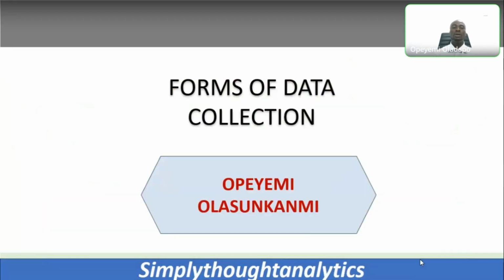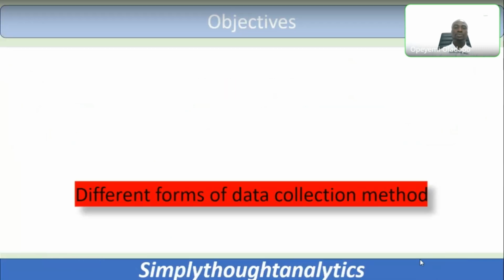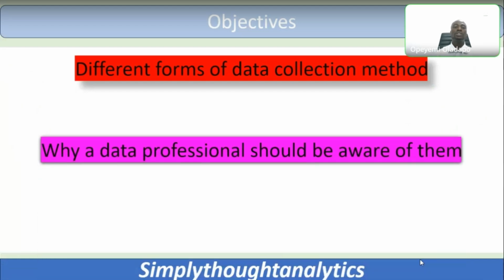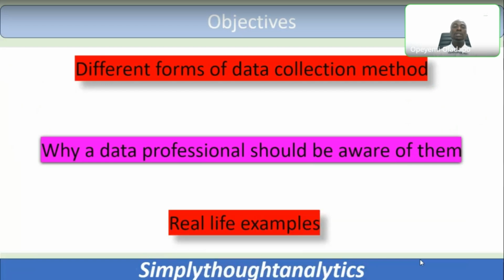Now, data is generated everywhere, but the point is that not all data is collected. So, in order for us to make use of data, we have to collect the data. And that is where we ask about what are the forms in which data could be collected. Let's look at different forms of data collection methods, why a data professional should be aware of them, and we look at some real-life examples.